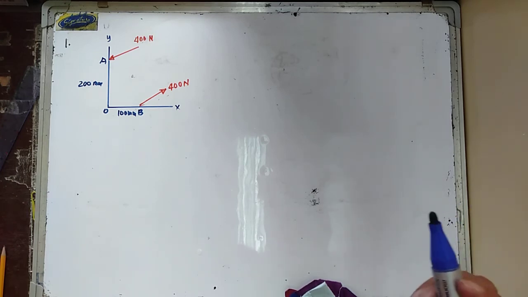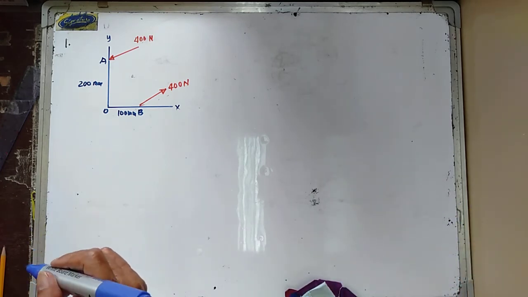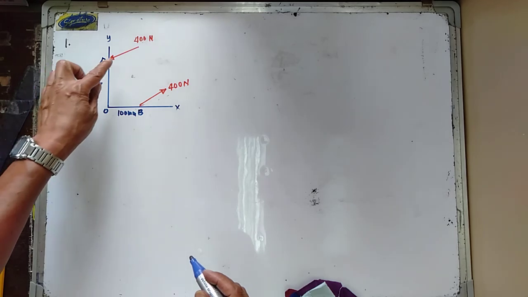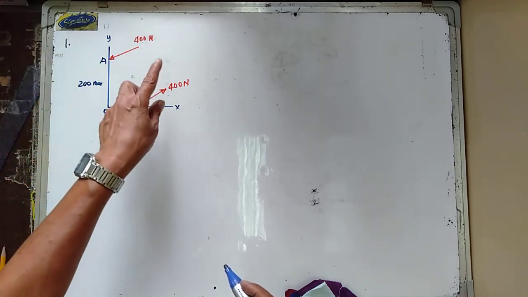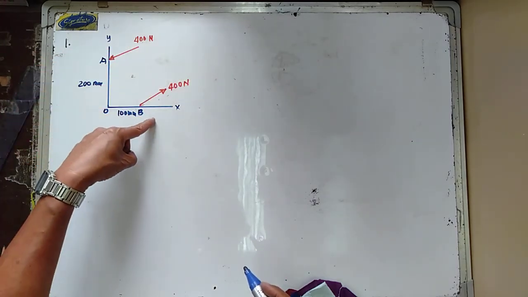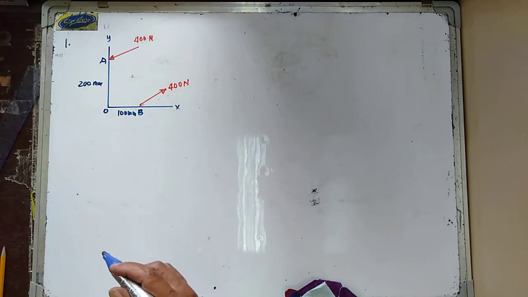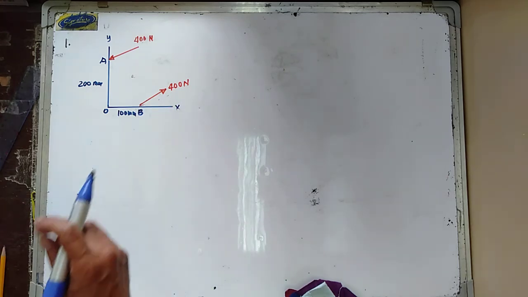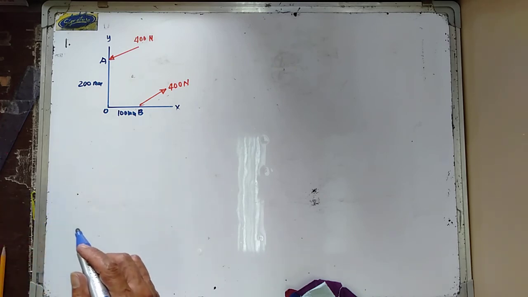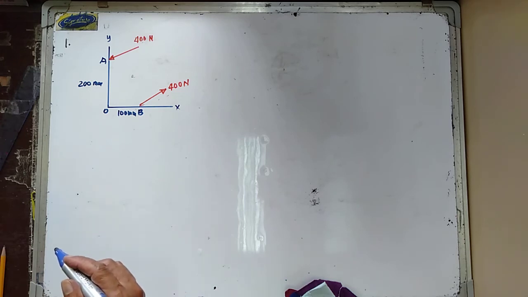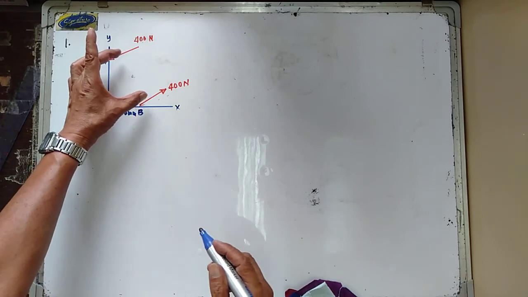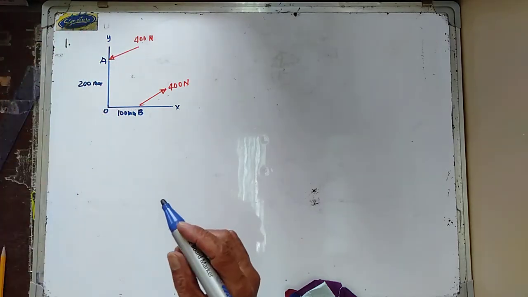Sample problem 1. Determine the moment of the couple shown. So we have 400 newtons acting at point A, and a parallel force acting at point B, also equal to 400 newtons. So we now have a couple. We are required to determine the moment of this couple and the perpendicular distance between their lines of action.